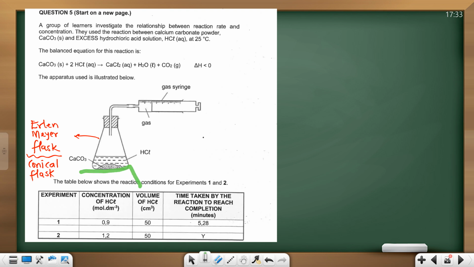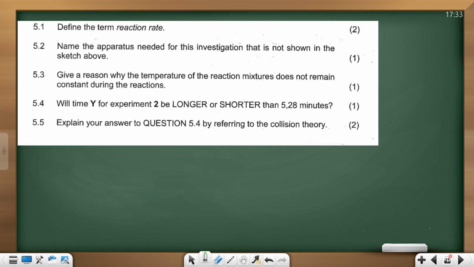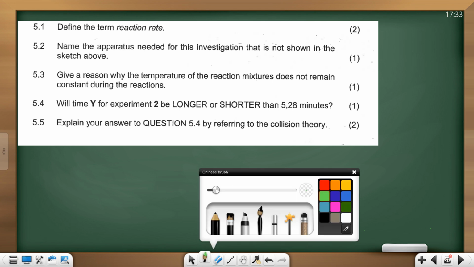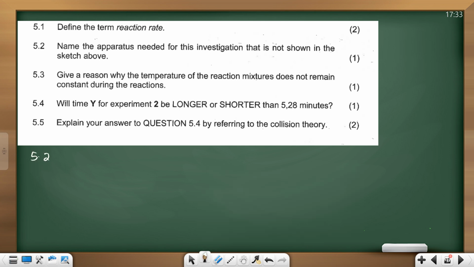We could measure the mass of this. You know why? As a gas is evolved, what happens to the mass of this? It's going to decrease. Because the gas is what? Escaping. And that's one of the ways of measuring the rate of reaction. So, a scale. A scale is missing. It's water here.